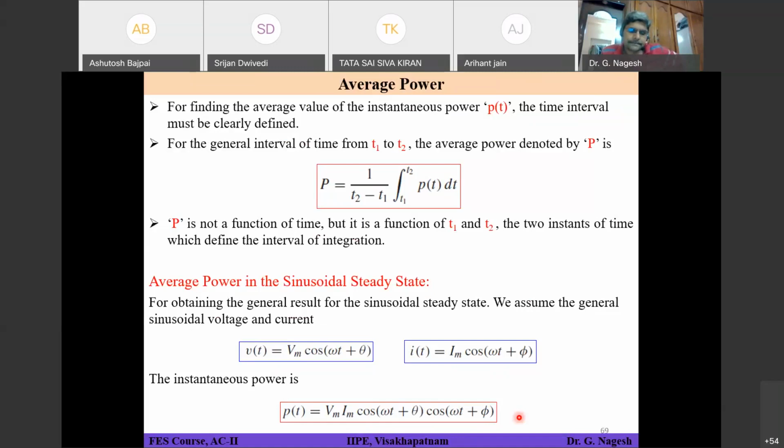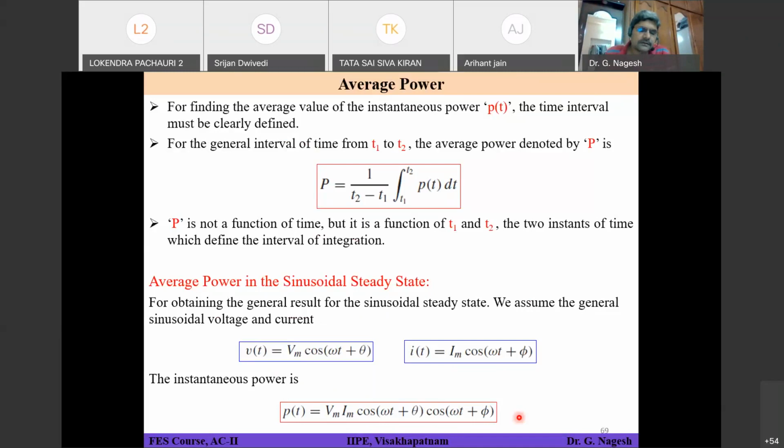This is equal to P cos of 2 omega t plus theta plus phi plus cos theta minus phi, with theta minus pi by 2. Cos 2 omega t plus theta plus phi plus cos theta minus phi. Okay, so has everyone tried this or not?